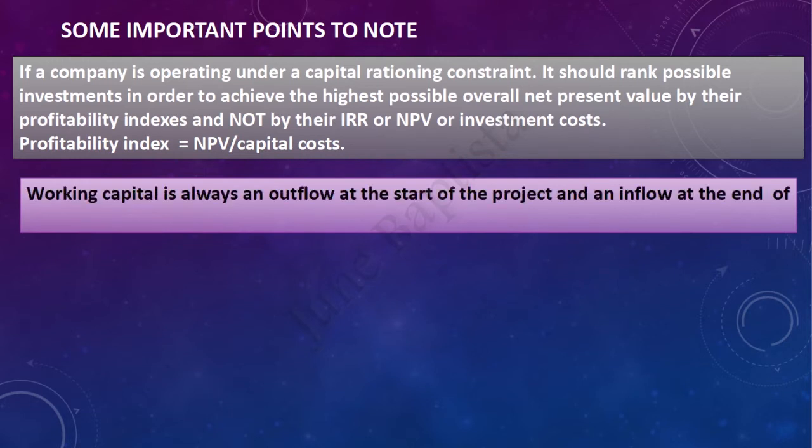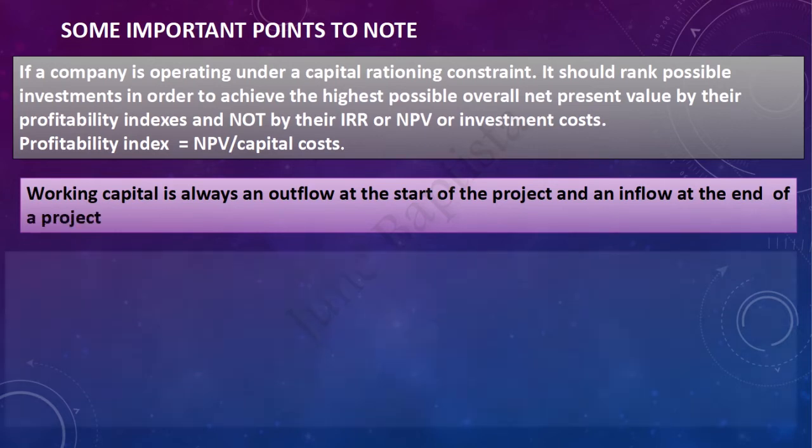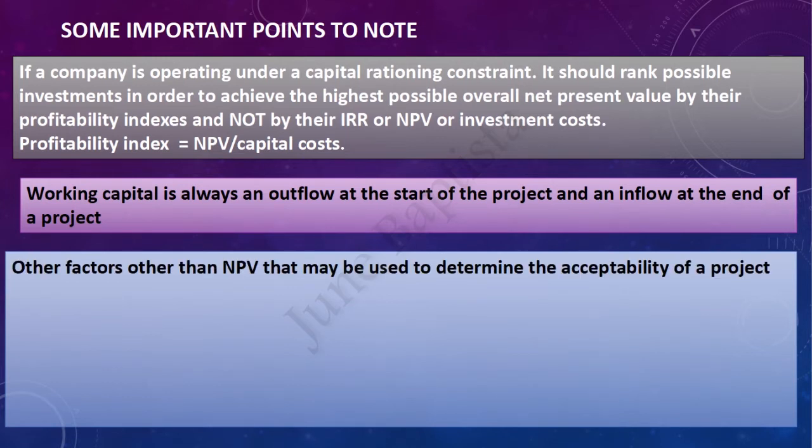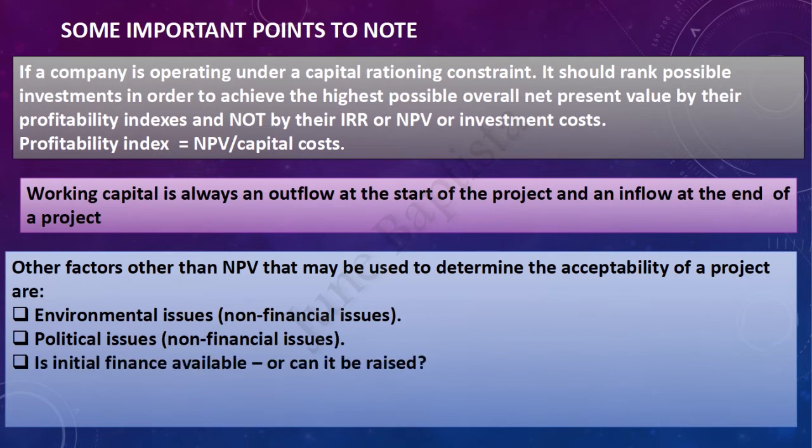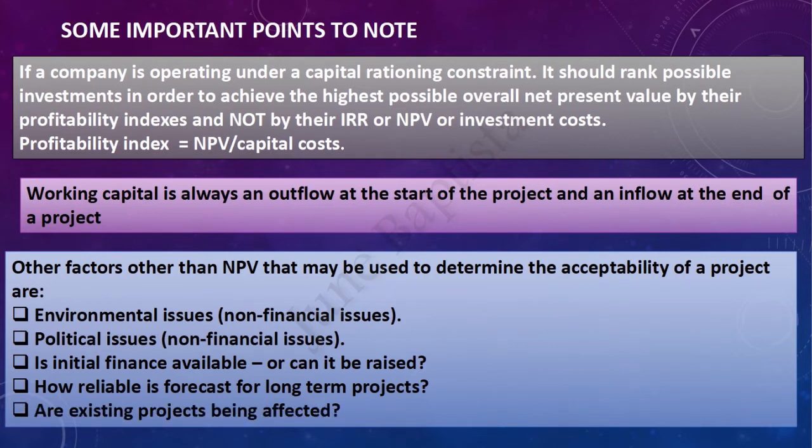Second note, working capital is always an outflow at the start of the project and an inflow at the end of a project. Third note, factors other than NPV that may be used to determine the acceptability of a project are environmental issues, which are non-financial issues, political issues, which are also non-financial. Is initial finance available or can it be raised? How reliable is forecast for long-term projects? And are existing projects being affected by this project?